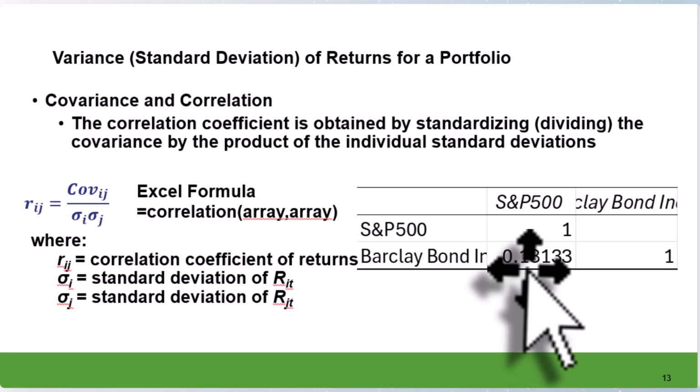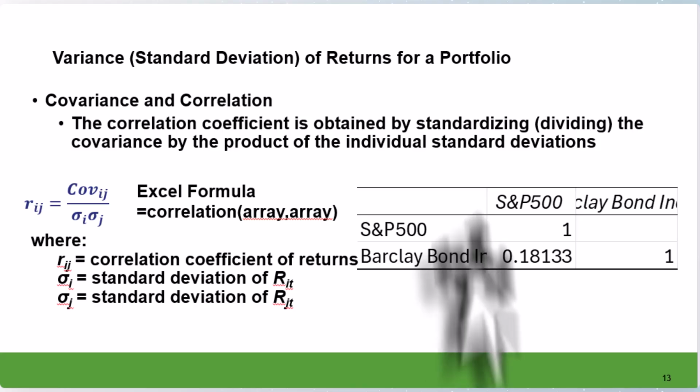So in this case, we have a very low correlation. Combining these two assets should provide some substantial opportunity for diversification.